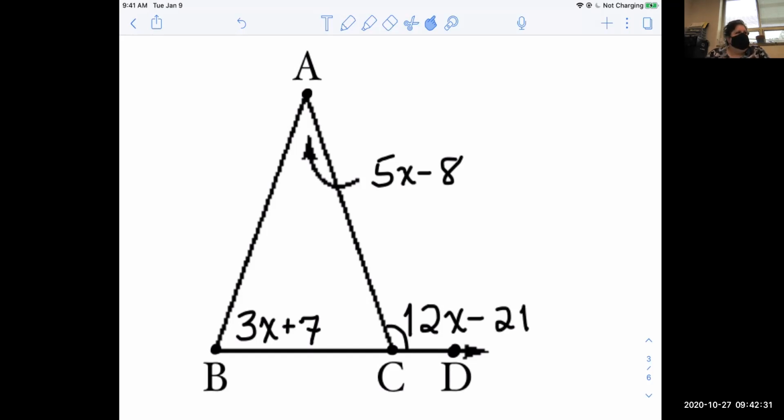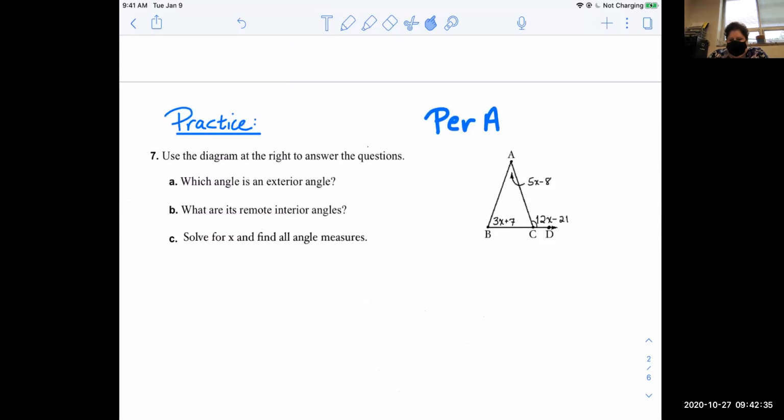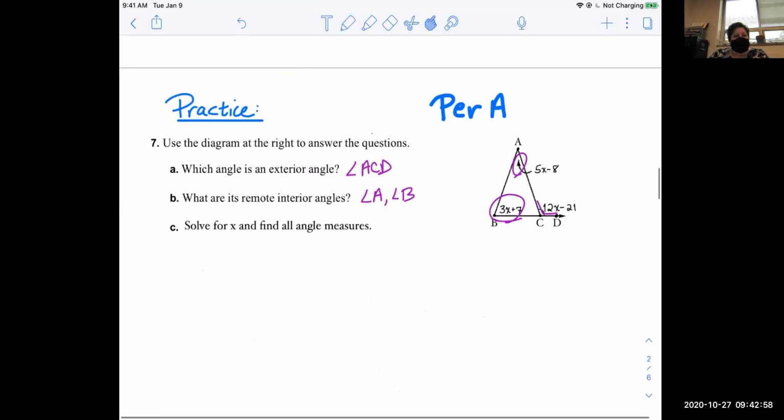Okay, let's go over this one. So which angle is next to your angle? You just need to make sure that you name that properly. So angle ACD, you have to have 3 letters. You can't just say angle C because there's 2 different angles with the vertex at C. All right, its remote interiors would be, and you can call those angle A and angle B. If you want to use the long name for angle B, that's okay, but it would be all right to call those angle A and angle B, or angle A and angle ABC.